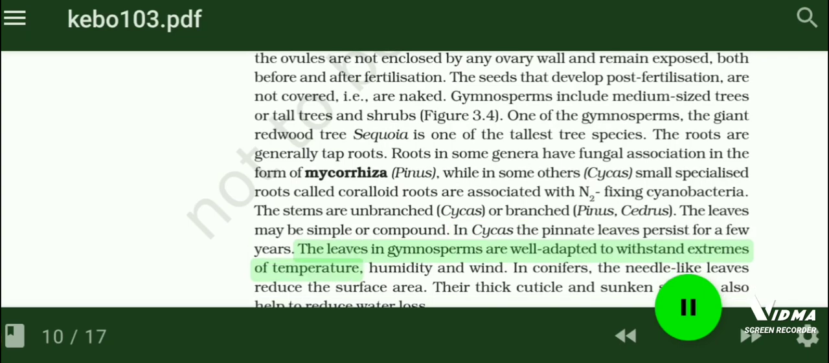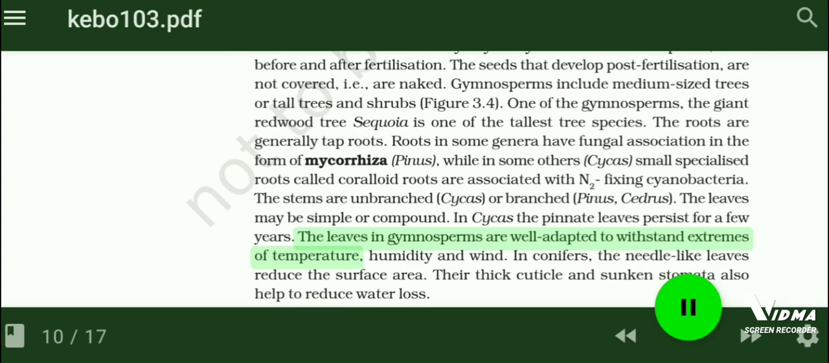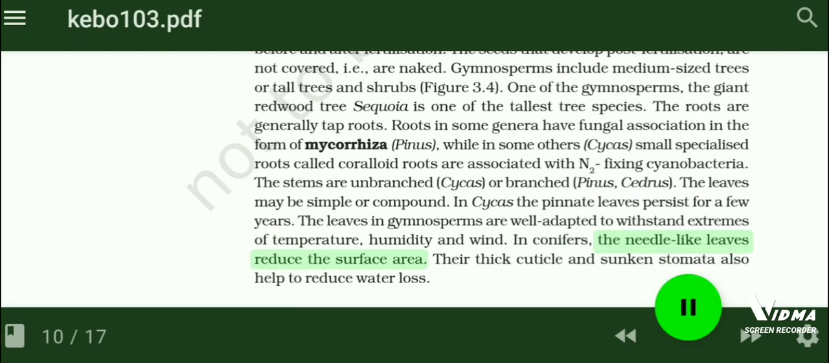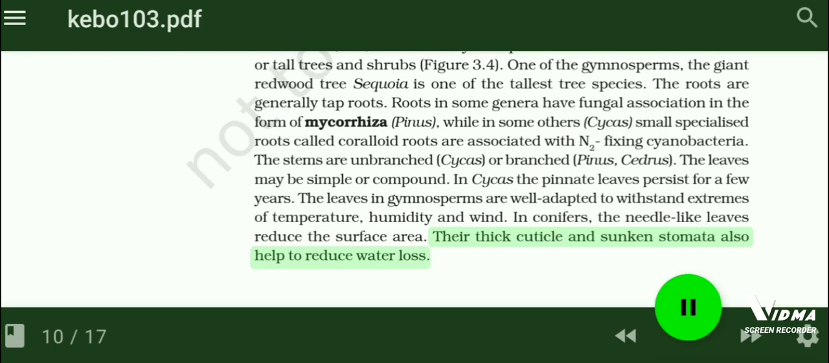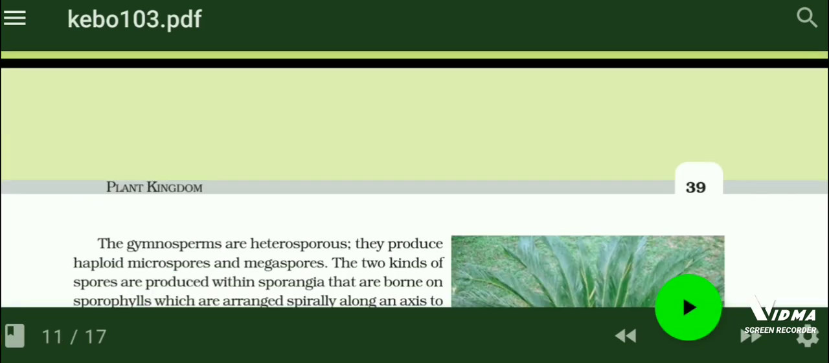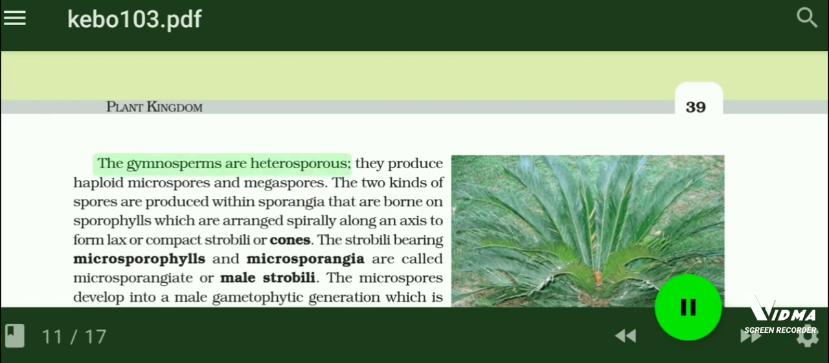The roots are generally tap roots. Roots in some genera have fungal association in the form of mycorrhiza (Pinus), while in some others (Cycas), small specialized roots called coralloid roots are associated with N2-fixing cyanobacteria. The stems are unbranched (Cycas) or branched (Pinus, Cedrus). The leaves may be simple or compound. In Cycas, the pinnate leaves persist for a few years.